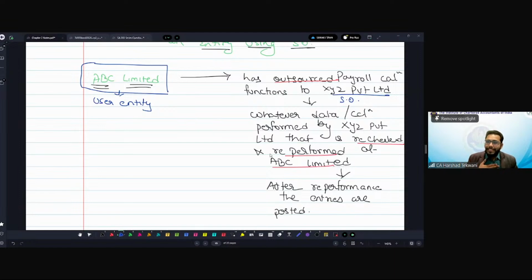Thank you, sir. First I will check whether the calculations are used to post the entry, or whether the user entity, that is ABC Limited, is doing its own calculations. If whatever calculation is done by a third party is not impacting my financial statement irrespective of the outcome, then I will not invoke 402. Okay, sir. Thank you, sir.